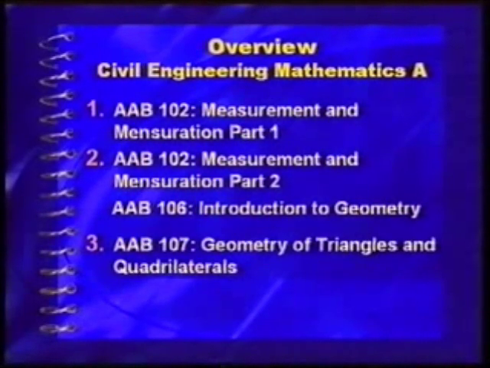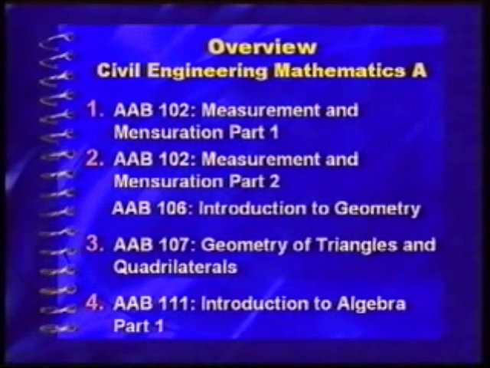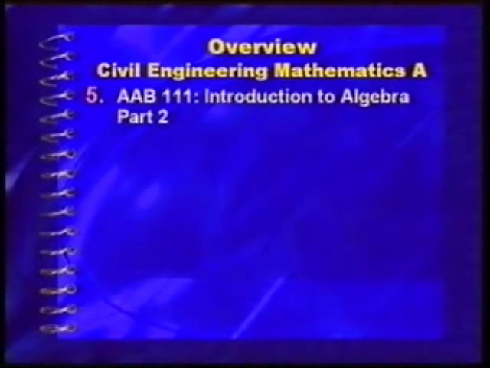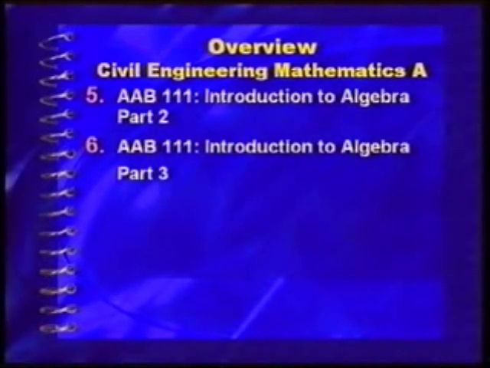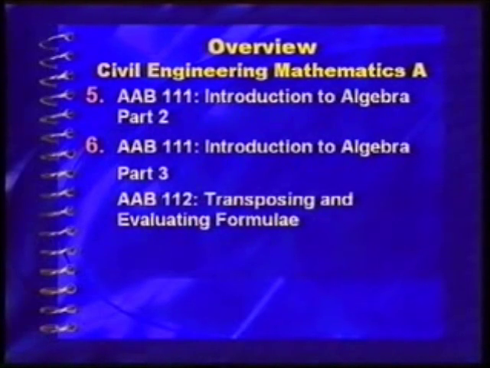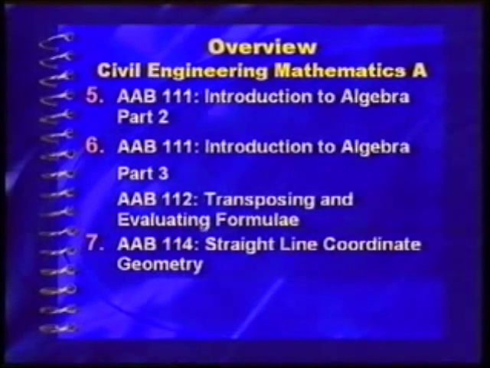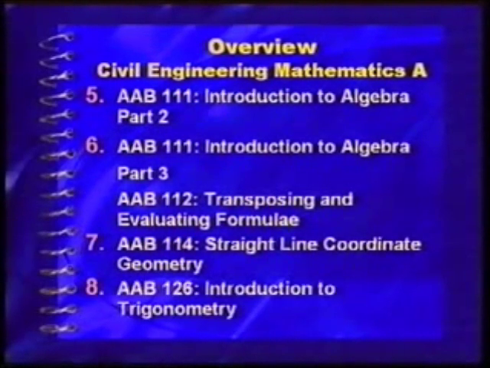In program 3 we talk about the geometry of triangles and quadrilaterals. And then in program 4 it is algebra, followed by more algebra in program 5. And in 6 we start with evaluating formulae. And in 7 it's straight line coordinate geometry, and in program 8 it is introduction to trigonometry. Now you notice that we've got these numbers in front of these units. They refer to National Vocational Mathematics Curriculum modules. Again, they are taught Australia-wide.